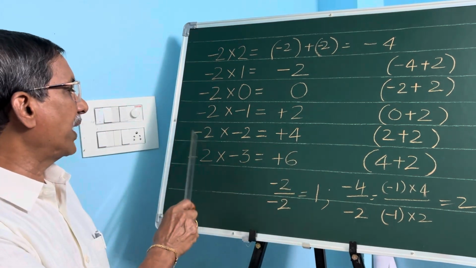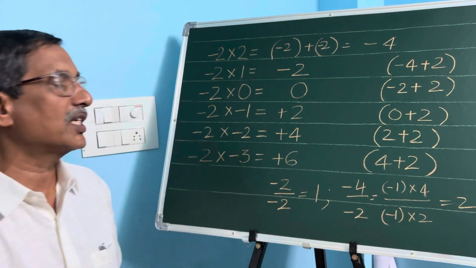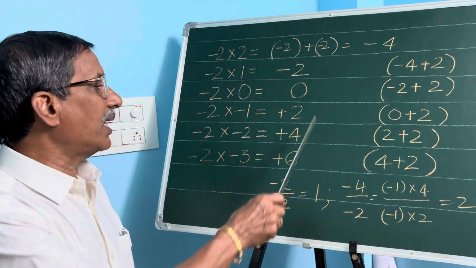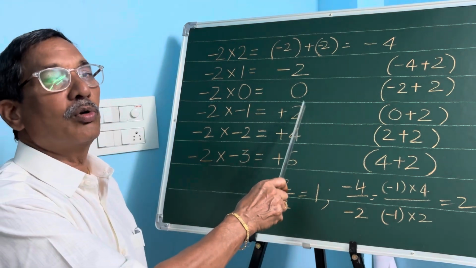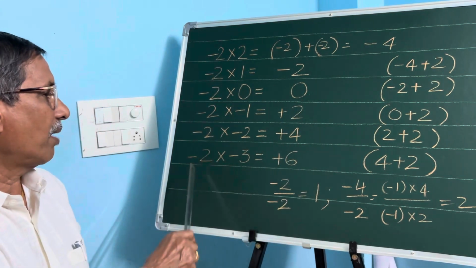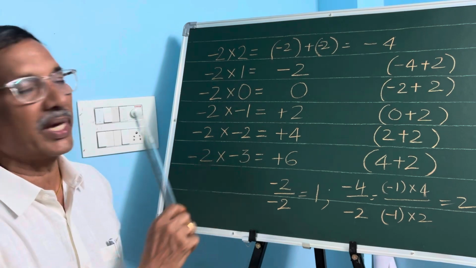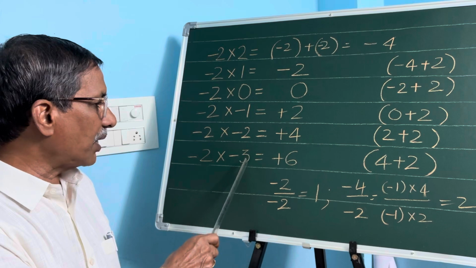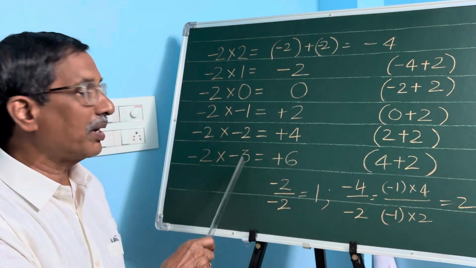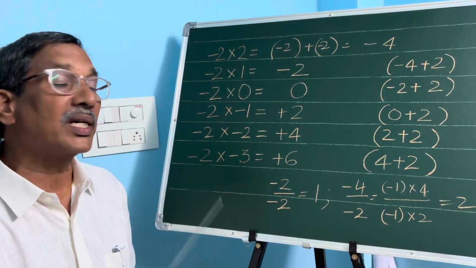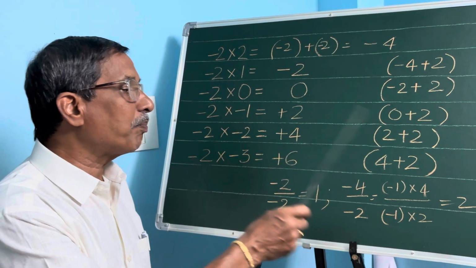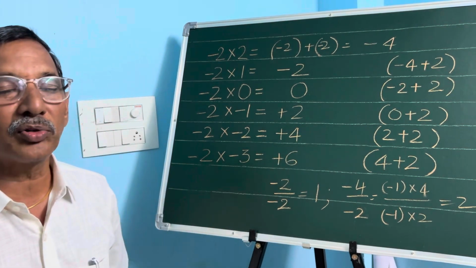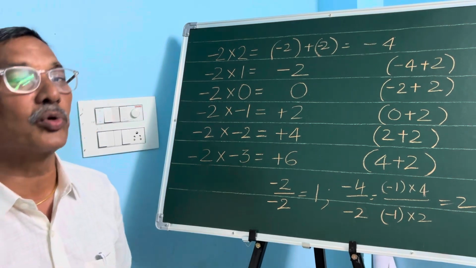Coming to the next one, minus 2 into minus 2. Again, the product must be 2 more than the previous product. 2 plus 2 is 4. Coming to the last one, minus 2 into minus 3. Again, because the multiplier is decreased by 1, the product must be increased by 2. 4 plus 2 is 6. So this is the way we have to understand the product of two negative numbers.